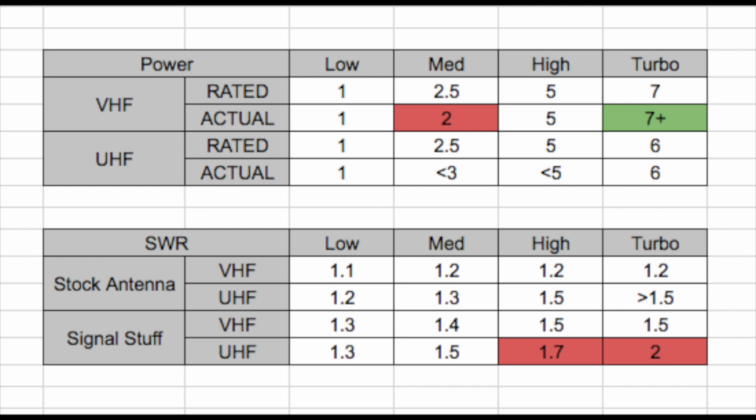So if we take a look at this, our power output rating seems to be pretty much on the money. The one thing that was a little bit off is I would say that the actual VHF on medium was closer to 2 than 2.5. And then the turbo, which was supposed to be at 7, was a little bit higher than 7. The other thing that I would point out is that on both antennas we had a little bit higher SWR feedback on the UHF frequencies. But with the Signal Stuff antenna, it seemed to be a little bit higher than the stock antenna.